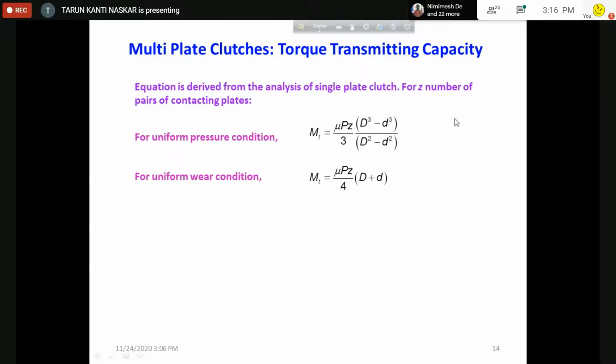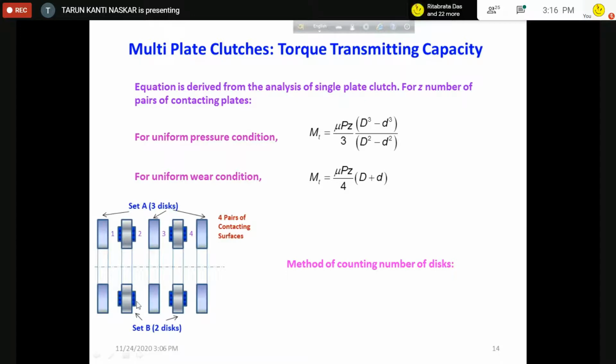Now how would we count this Z? This is an important thing. Method of counting number of disc. How do you count Z? Now this is the arrangement. Say arrangement is like this. Say there are 3 discs A.